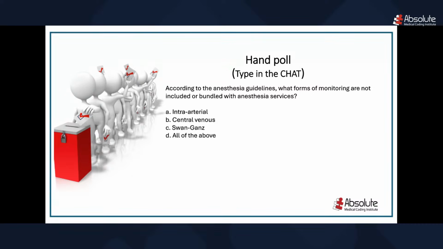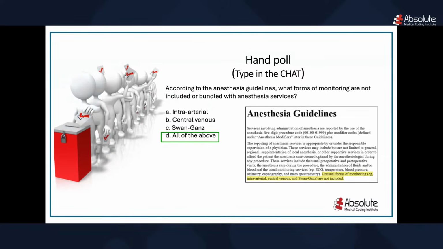Okay, all right, good, great. Any more answers? Shall I reveal the correct answer? I will wait for 2 more seconds. 5 more seconds. Come on, coders, you can do it. Yes, the correct answer is going to be option D, all of the above. Unusual forms of monitoring such as intra-arterial, central venous, and Swan-Ganz are not included, and you can report them separately. Okay, let's move on to the next one.